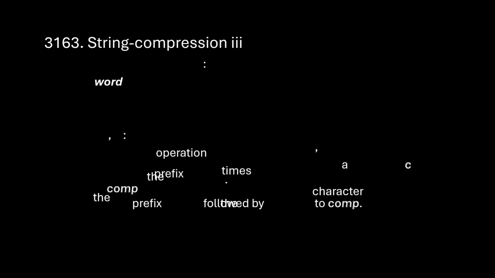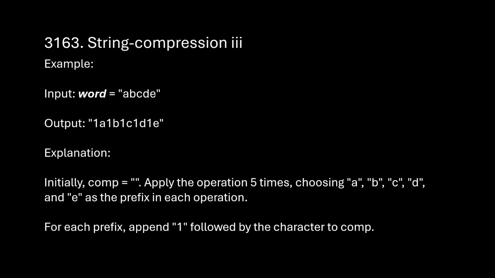This is easier to visualize. So if we're given a word like A, B, C, D, E, there's only one A until it arrives at B. So we say 1A, 1B, 1C, 1D, 1E. Initially comp was an empty string, and we're just going to keep performing these operations as we go through the word. We're going to choose A, B, C, D, E as the prefix, and then append the number of times it is contiguously seen at the beginning to the combined output.